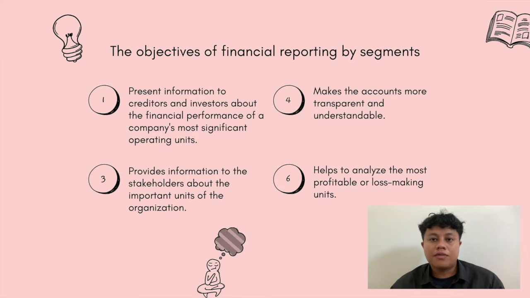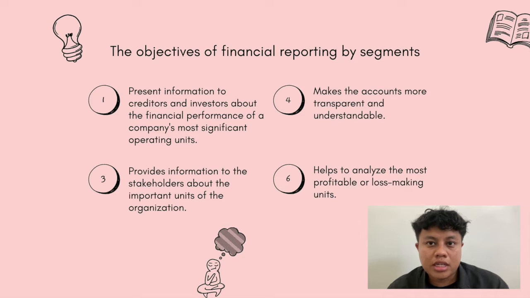Question A is about the objectives of reporting by segments. The first objective of segment reporting is to present information to creditors and investors about the financial performance and position of a company's most significant operating units. This information will help the company to make decisions. For example, segment reporting discloses information regarding operating, investing and financing cash flows of each reportable segment.